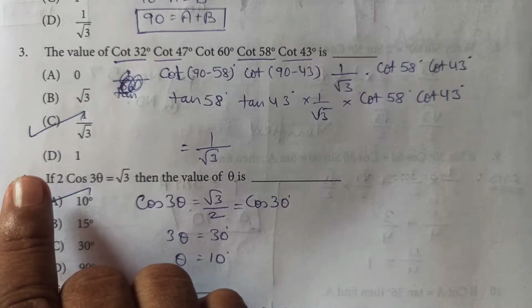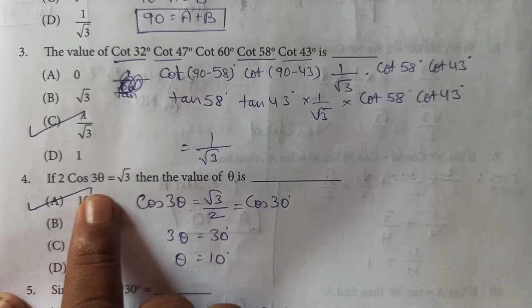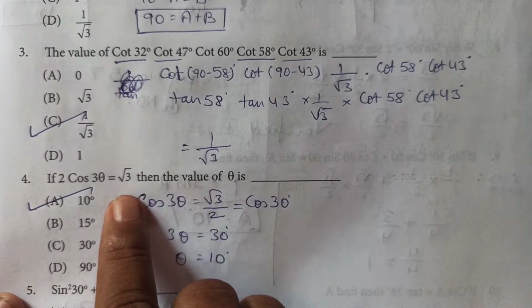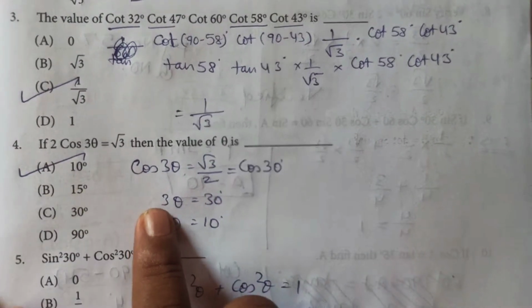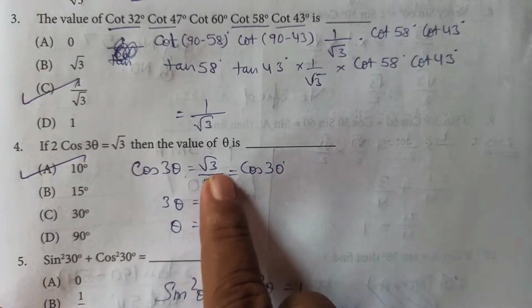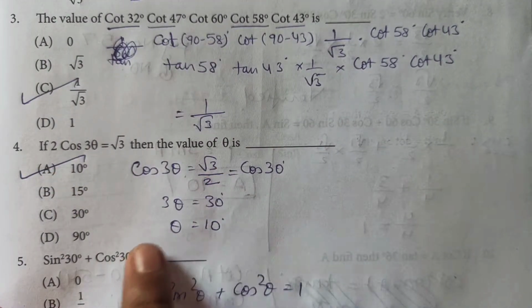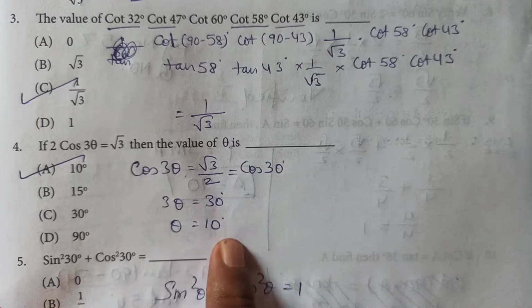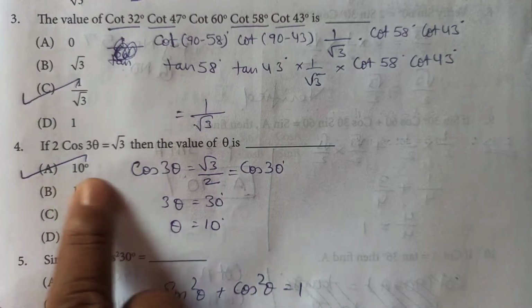Question number 4. So as you can see, 2 cos 3 theta is equal to root 3. Then find the value. Cos 3 theta, we take 2 to that side of the equal sign, it becomes root 3 by 2. Therefore it becomes cos 30. So 3 theta is equal to 30 degrees. Theta is equal to 10 degrees.